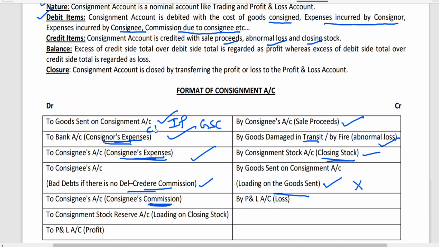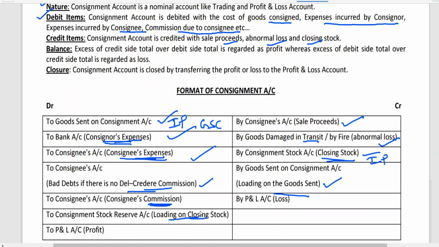If it is at cost price, loading is not important. Now, if it is at invoice price, loading on goods sent will appear on the credit side, and the closing stock is also at invoice price. To remove the loading effect, you will take on the debit side the consignment stock reserve. So the loading effect is there on two things.